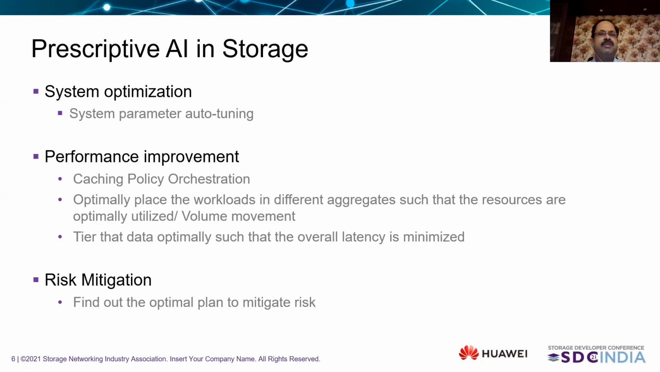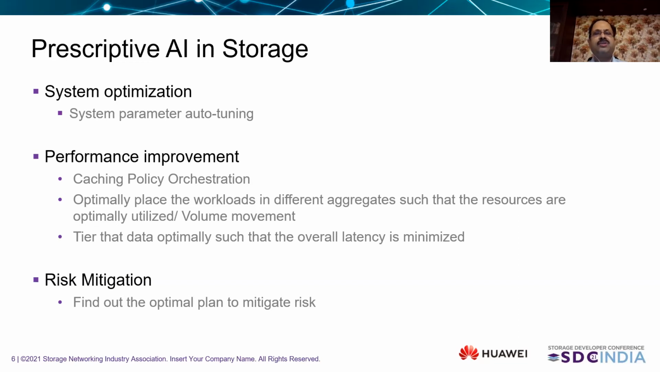Related is performance improvement. Can we do caching policy orchestration? If we have a list of caching policies, say LRU, LFU, then ARC, and many other predictive caching policies, depending on a dynamic environment where the workload is changing, can we say apply this policy or apply that policy in this particular phase of the workload? Can we apply certain AI principles in there? So that is the caching policy orchestration.